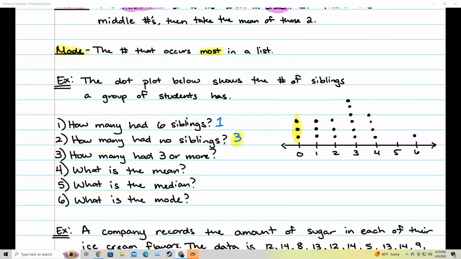Okay, here's a more challenging one. How many had three or more siblings? So these guys do not have three or more.